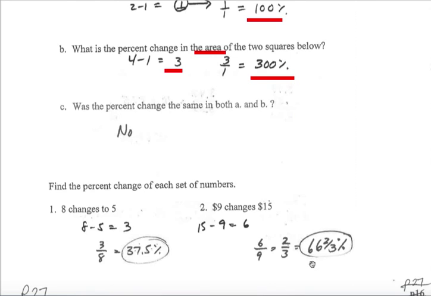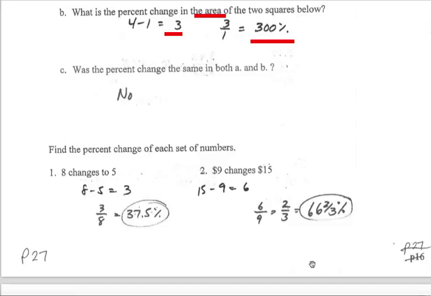Okay, moving on. Find the percent change of each set of numbers. For number 1, we have 8 changes to 5. 8 is my original value. 5 is my new value. The difference, 8 minus 5, is 3. To get my percent change, I take my change, 3, and divide by that original value of 8. On our calculators, we'll get 0.375, which then will convert through multiplication to 37.5%.